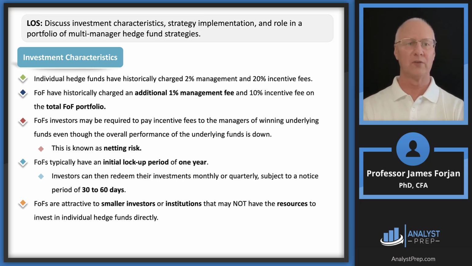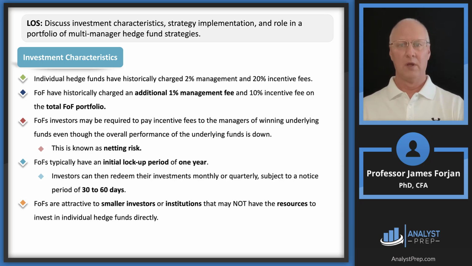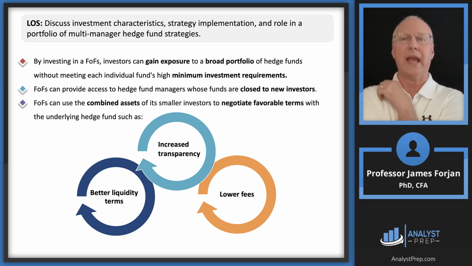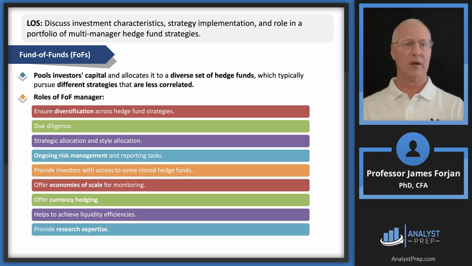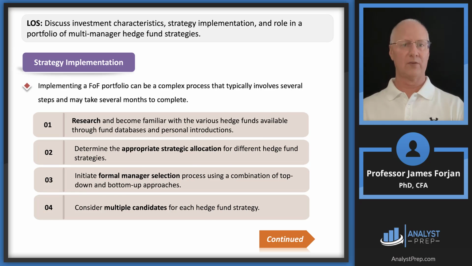So investment characteristics. I don't think you're going to see anything that's new here from what we've discussed in level 1 and in level 2. There are management fees and then there are incentive fees, but there's probably some extra fees associated with these funds of funds. There's some netting risk, initial lockup period of 1 year. Yeah, that's stuff we probably know. Gain exposure to a broad portfolio of hedge funds. That's why I was saying back here, where was I here? What did I say? I like the economies of scale. I also like the diversification. And so that's what, whoops, I went too far.